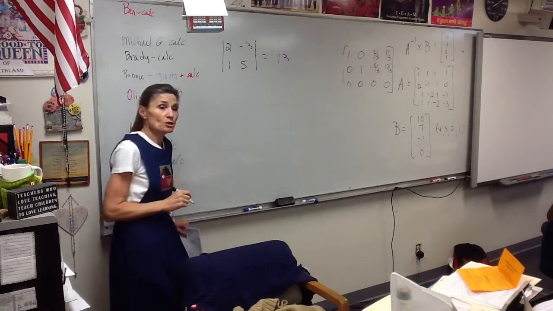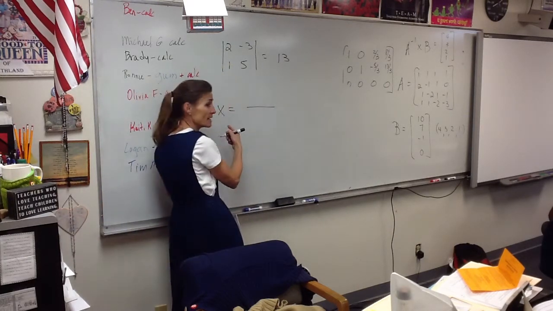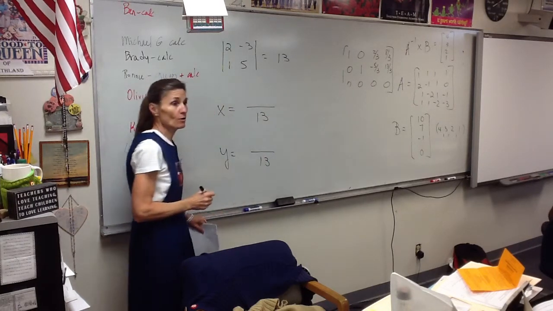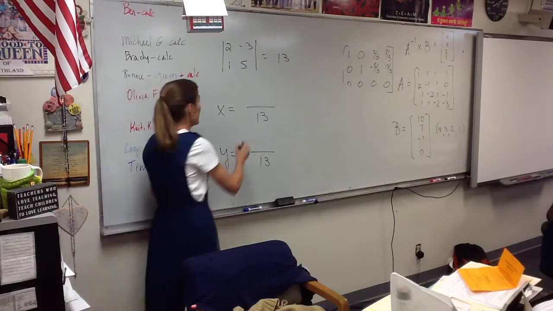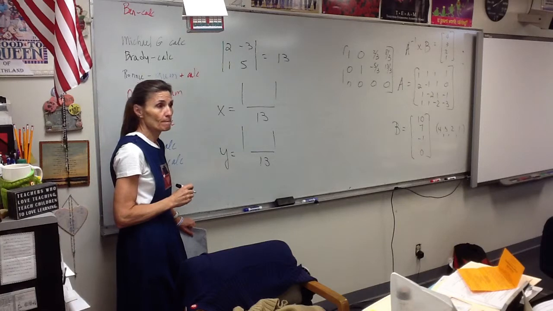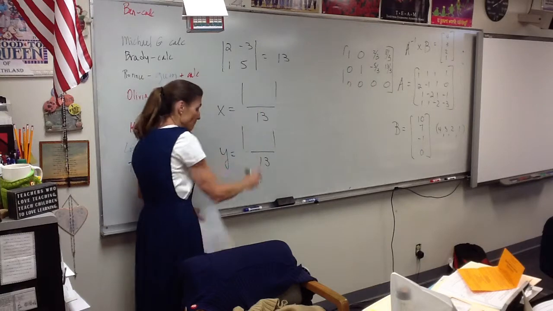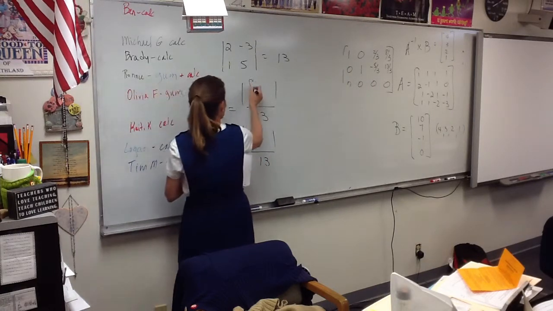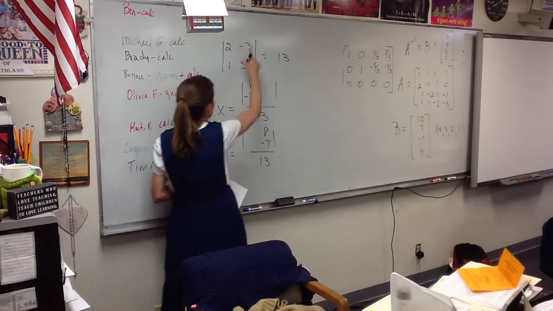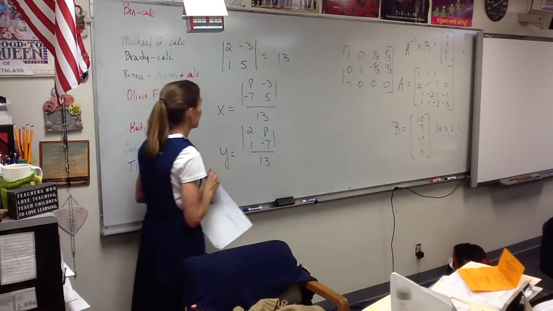Now what's the next thing I should see on your paper? X equals. You're trying to find X and Y, and you're going to have both of them over 13. And you'll have little determinants on top of those 13s. Do you remember how to find those numerator determinants? 8, negative 7, and first we're going to put it here, and second we're going to put it here, right? And the other piece stays the same. And then we evaluate those.